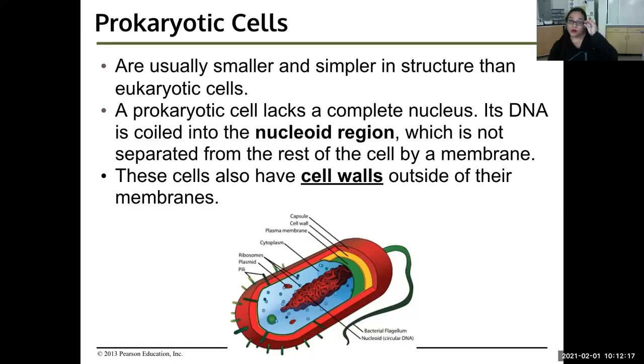These cells also have cell walls outside of their cell membrane, just like plant cells. So plant cells and prokaryotic cells have cell walls.